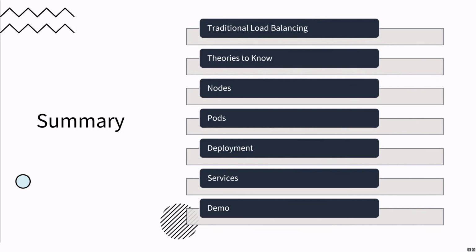In summary, we have looked at traditional load balancing, a few theories to know and that are important when it comes to Kubernetes. We've looked at what a node is and how it participates in our Kubernetes cluster. We've looked at pods, what they contain, and their purpose. We've looked at deployments and learned that this is how we are actually going to deploy our containers, our images, and our applications to our Kubernetes cluster. We've looked at services, which is going to be how we expose our deployment or our pods, our application, however it is that you choose to word it.